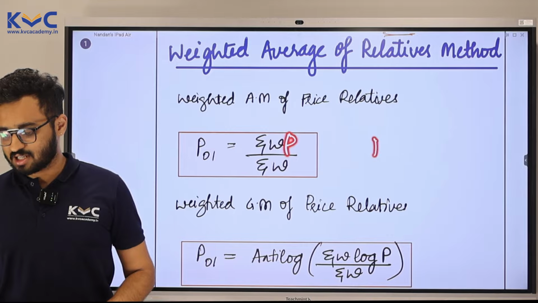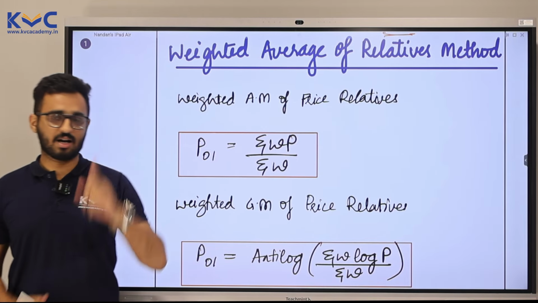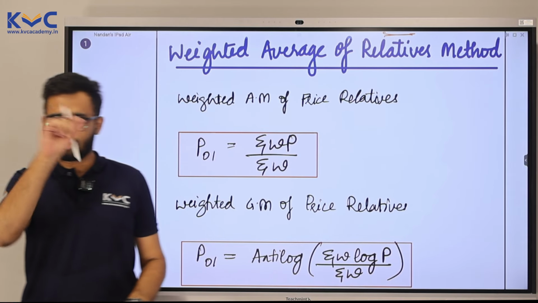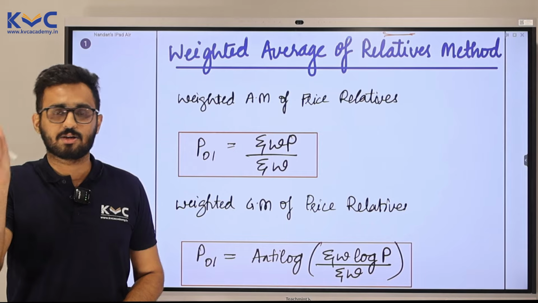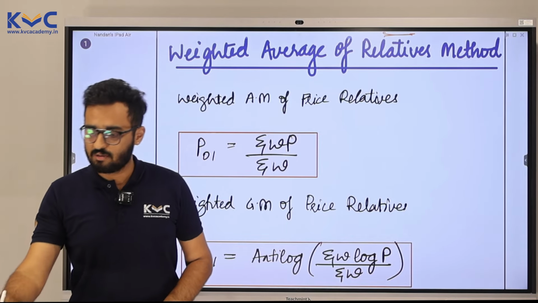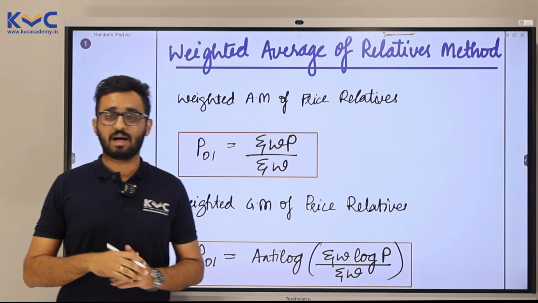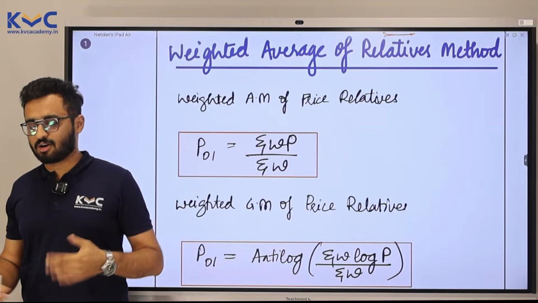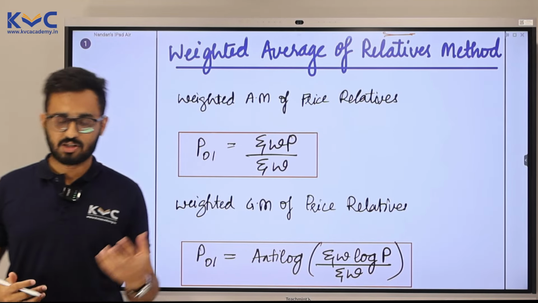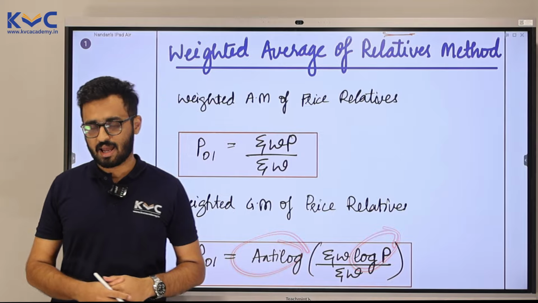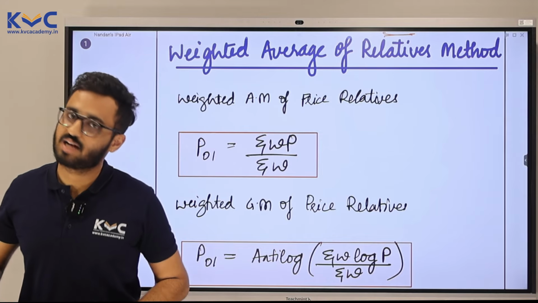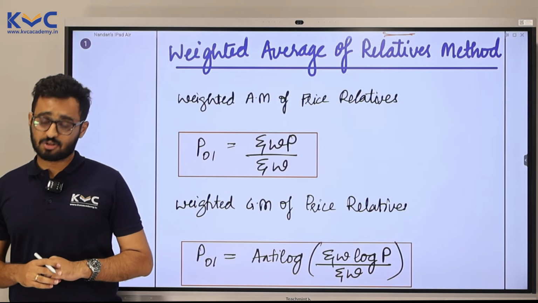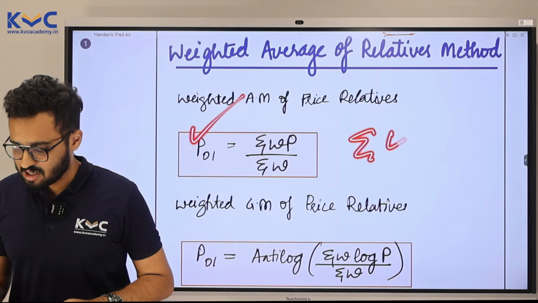And P here stands for price relatives. Remember price relative in simple average of relatives, the same price relative. That means commodity wise we'll calculate the price relative and then multiply by the weights. Then we get summation WP divided by summation W. The GM formula is like this: anti-log of summation W log P divided by summation W. But for this, we'll need log and anti-log. For that reason, it is not discussed here. Understood?